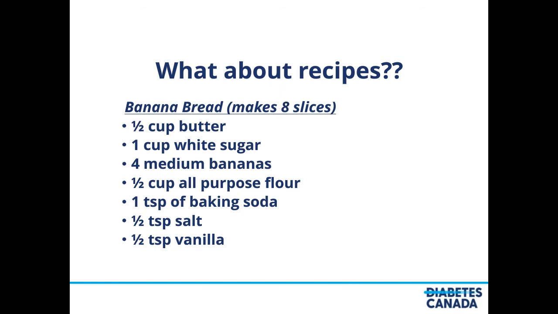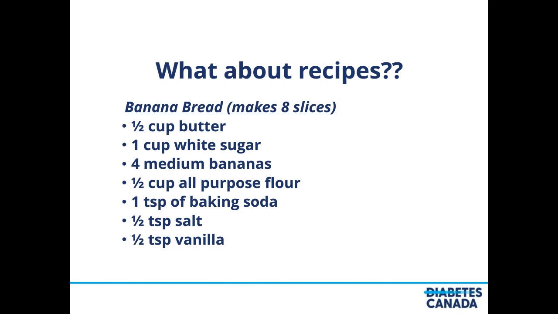If we've got 1/2 cup of butter, I want you all to jot down how many carbohydrates you think that has. We've got 1 cup of white sugar. Write down how many carbs you think that is. We've got 4 medium bananas, 1/2 cup of all-purpose flour, 1 teaspoon of baking soda, 1/2 teaspoon of salt, and 1/2 teaspoon of vanilla. Add up your butter, your sugar, your bananas, all of that together, and that's the total for the loaf. Then per serving, you would divide by 8.